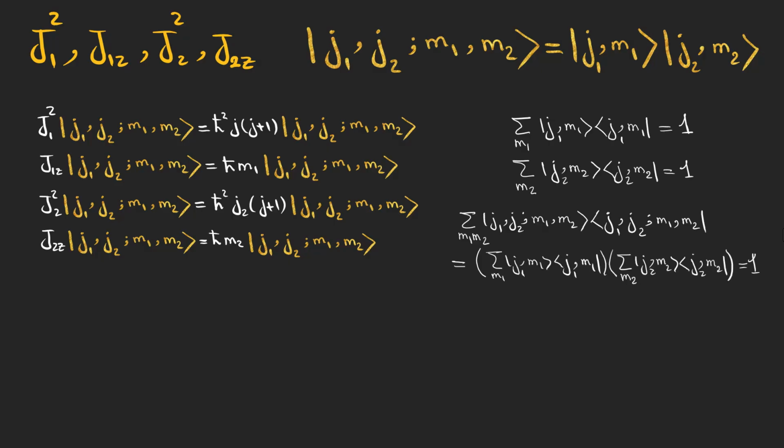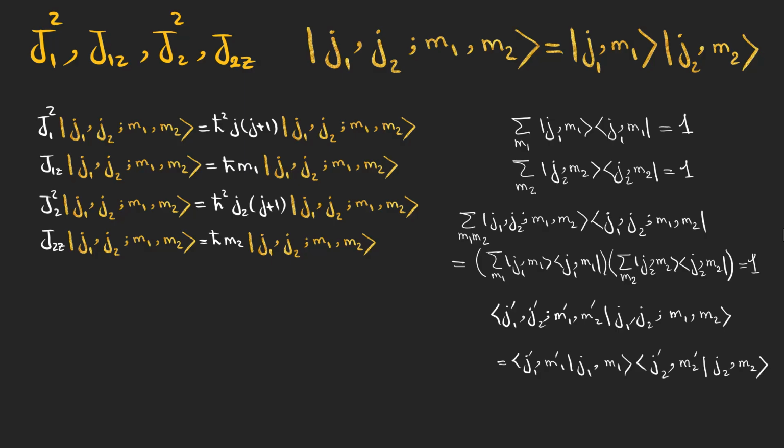The sum over M1 is from minus J1 to J1, and similarly, the sum over M2 is from minus J2 to J2. We can also see that these new eigenstates are orthogonal because they are the direct product of two kets that are orthonormal themselves.